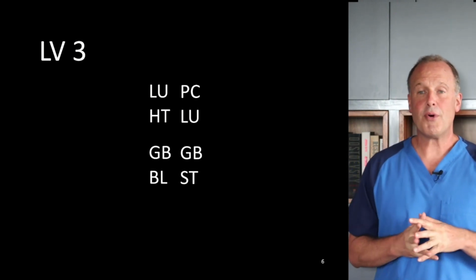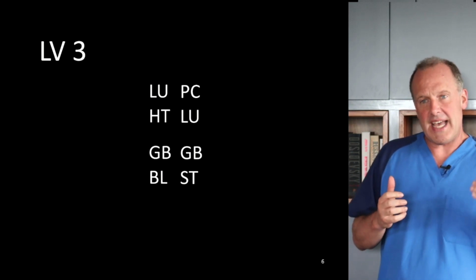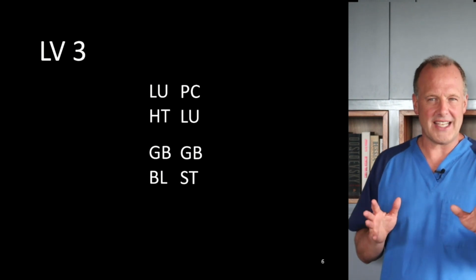So, for example, the algorithm is saying, if I use liver 3, on the same side I use it, it will open gallbladder and bladder. For example, let's just talk about legs for now.